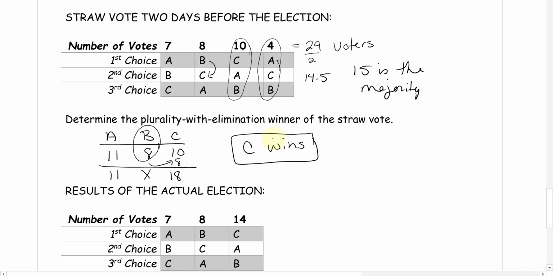So remember, originally candidate C won. So let's see what happens when these 4 voters move candidate C up on their ballots. So we would assume that candidate C should still win, right? Because 4 extra voters are now in favor of candidate C, and they're only 1 away from the majority of the votes.